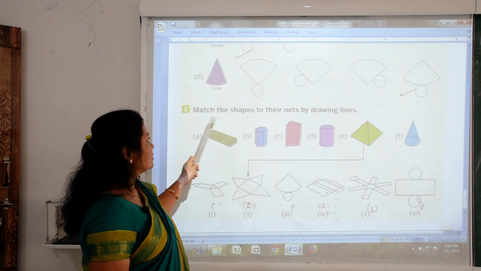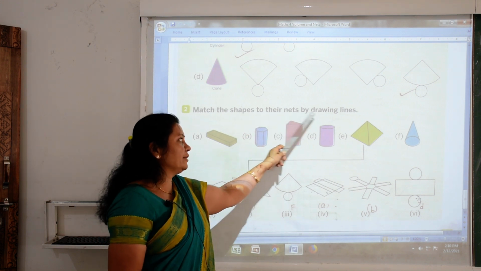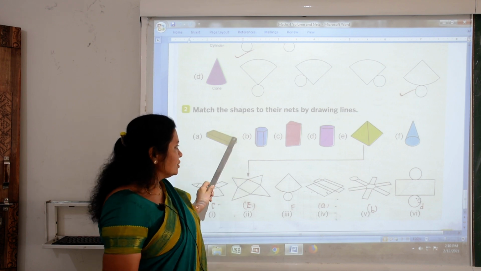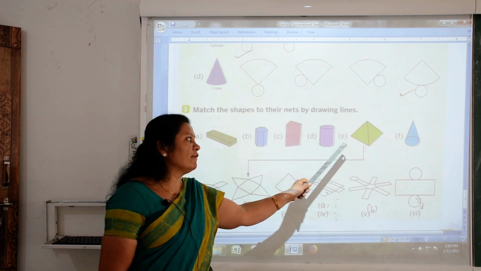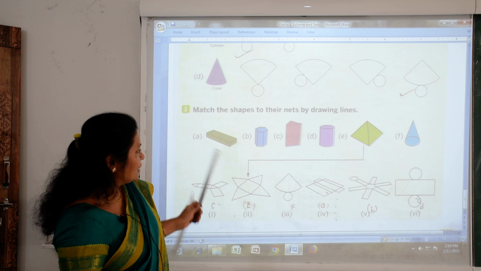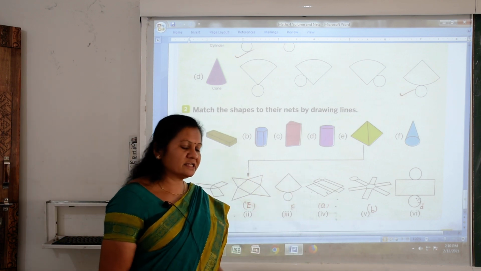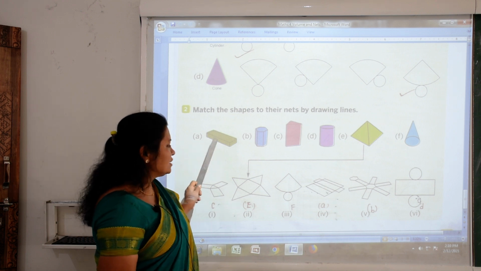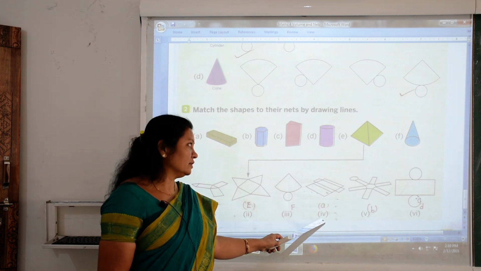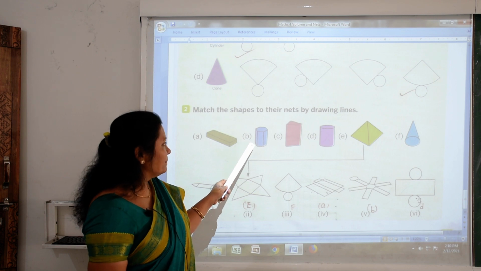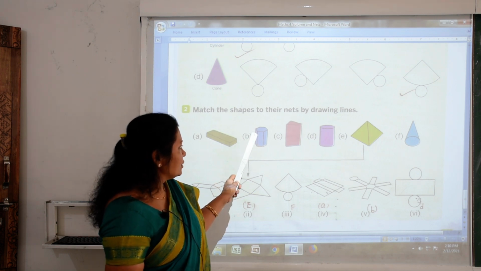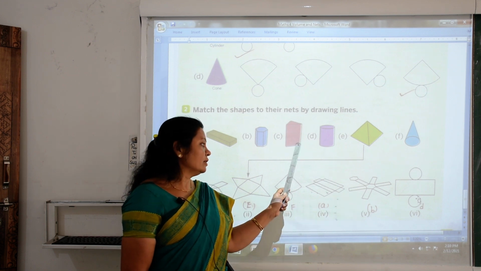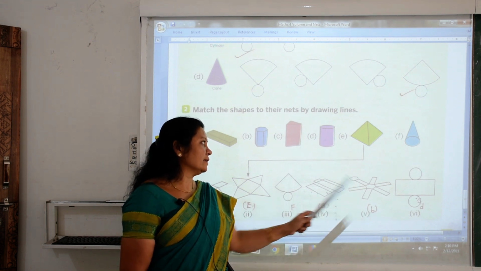Now match the shapes to their nets by drawing lines. Now the lines given here, you have pictures 1 2 3 4 5 6 7 shown here. Now we can match the correct net, which is the correct net. So here the cuboid. Number 1, this cuboid box matches this picture, and here B part, when you open it, this type of net is shown. So here these are the correct nets.